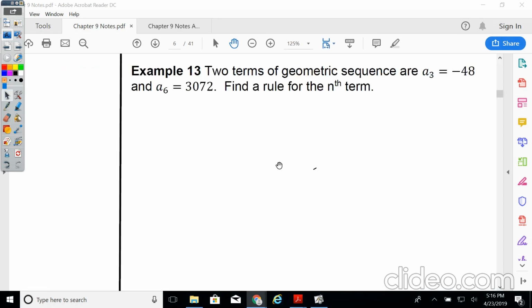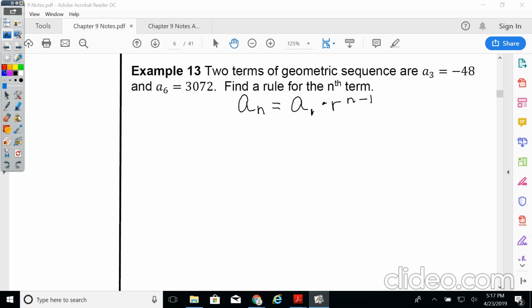All right, our final example here is number 13, and this one's going to require quite a bit of steps. Notice this time it doesn't give you the a value. Remember our formula for the nth term is a sub n equals a sub 1 times r to the n minus 1. It doesn't give me a 1 or r, so I actually have to find both of them. It gives me 2 numbers in the sequence. There are a couple of ways you can do it, but I'm going to show you the algebraic way first.